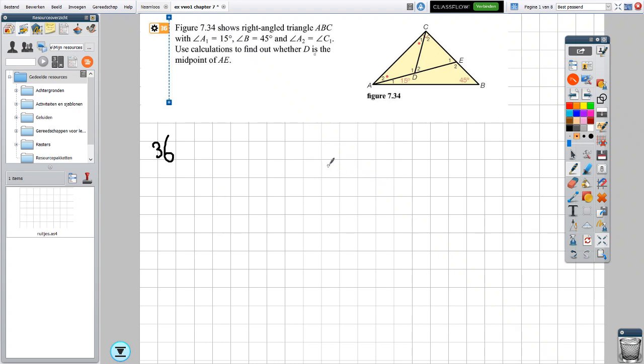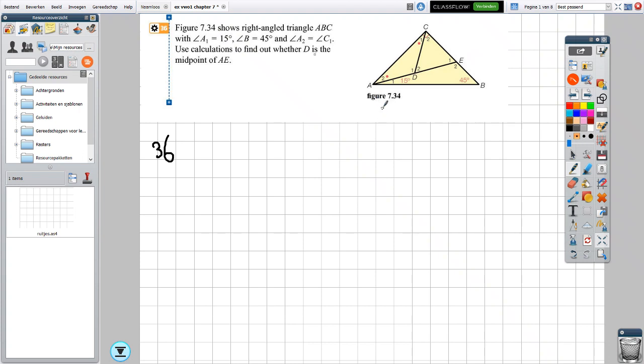Hello everyone, I'm going to show you exercise 36, which is quite different than the other ones because they don't ask you here to calculate the value of an angle. They ask you to calculate whether D is the midpoint of line AE.